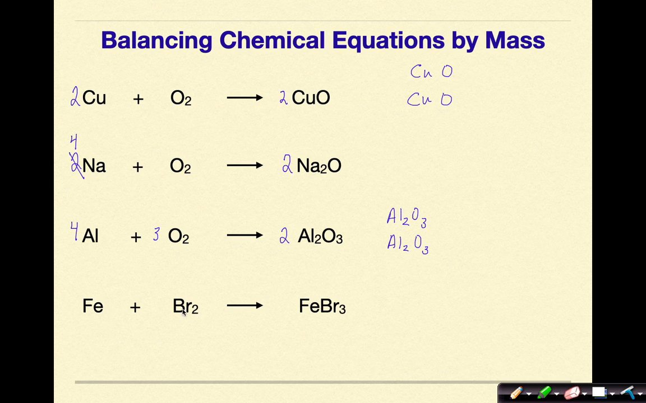Let's look at this fourth example here. We have iron plus bromine produces iron 3 bromide, FeBr3. I have an odd number of bromines on the right side. I have 2 or an even number of bromines on the left side. If I put a coefficient of 2 here on the product side, I now have 2 irons and 6 bromines. I have to make 2 irons and 6 bromines on the reactant side. 2 to 3 to 2 is the lowest ratio of coefficients in our balanced chemical equation.